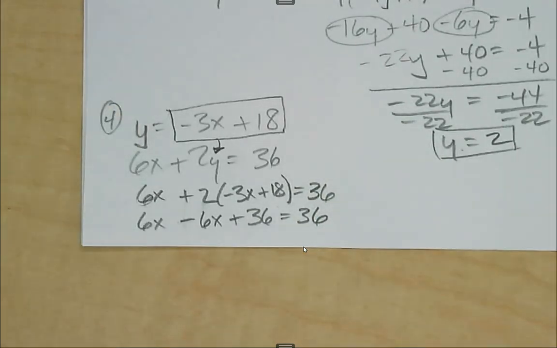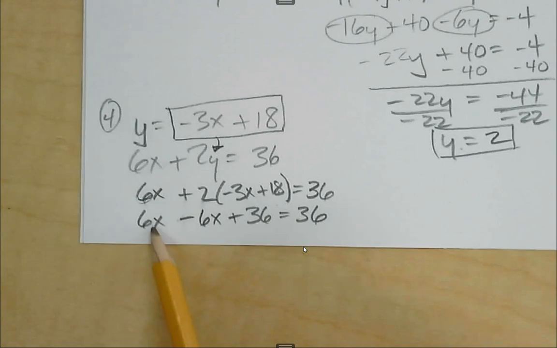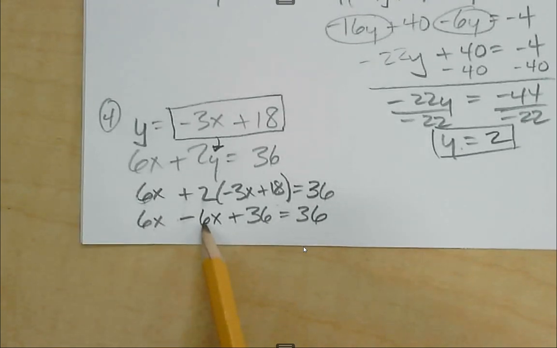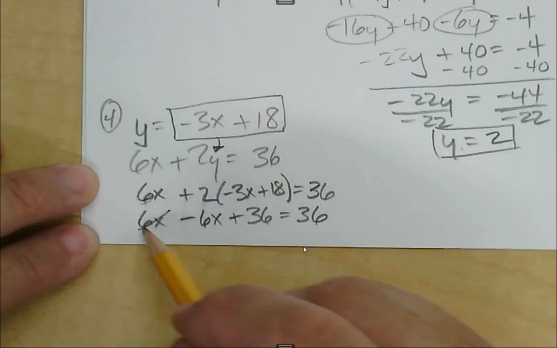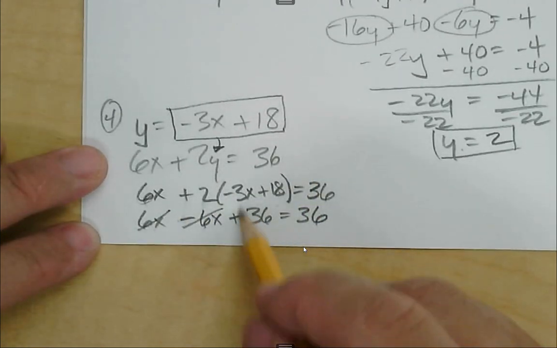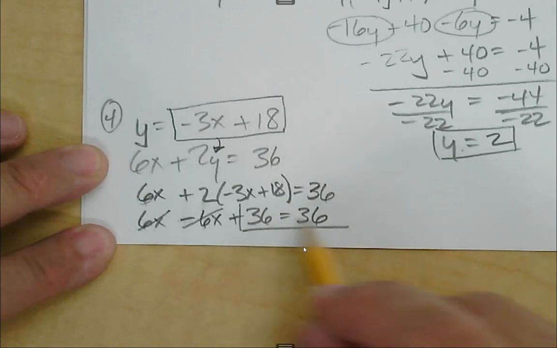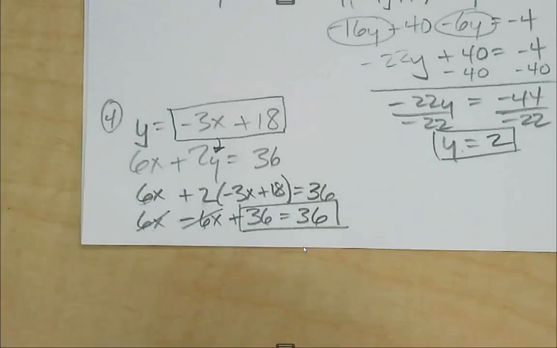Now, I want you to just look right now at the left-hand side. Look at the left-hand side, the like terms that we have, and notice what happens. I have 6x minus 6x. What's going to happen there? Yeah, this is just going to cancel out. So this is just going to go away, and all I'm going to be left with is 36 equals 36. Let me ask you, how often does 36 equal 36? Well, 36 equals 36 all the time, right?